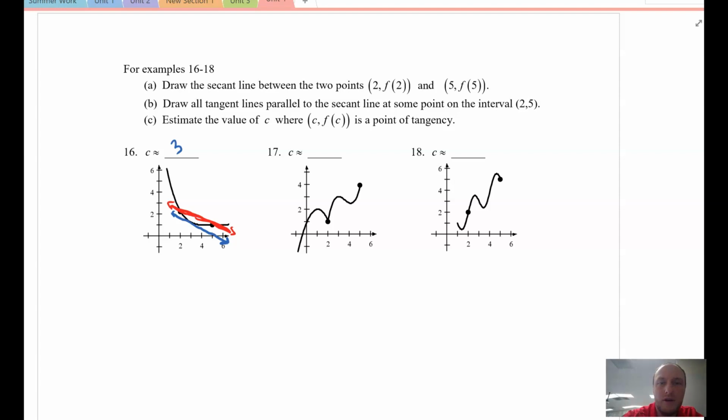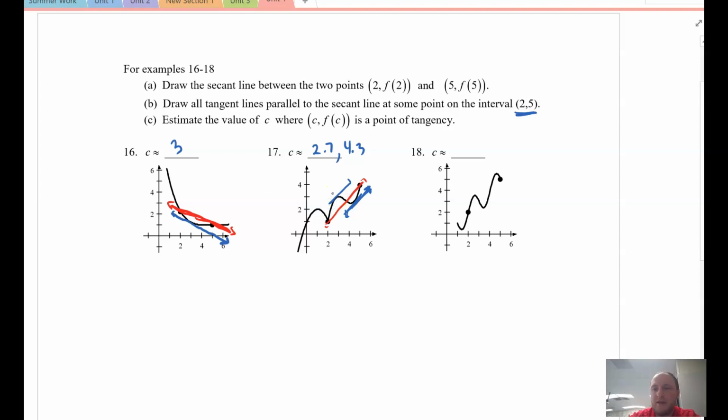I'll do it again for these 2 examples. I got one there, and I have a tangent line here and here. They want us to estimate the c values again. So here, that's approximately 2.7, and then here, 4.3. Notice I do have another possible tangent line here. However, that's outside of our interval 2 to 5, so I don't want to draw that one.